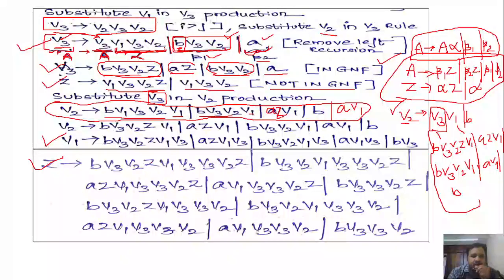Next, we have to bring this Z into GNF form. So here we have V1 in GNF. We have to substitute those V1 values in place of V1 in the Z rule. Whatever different combinations you have, you have to substitute here.